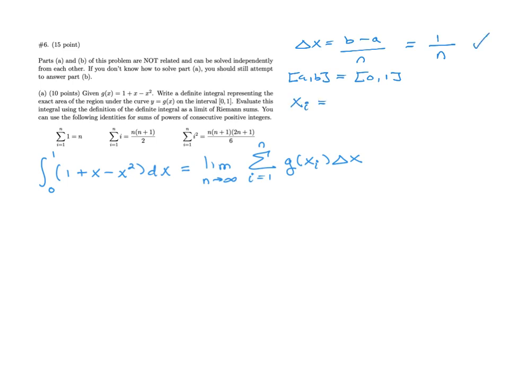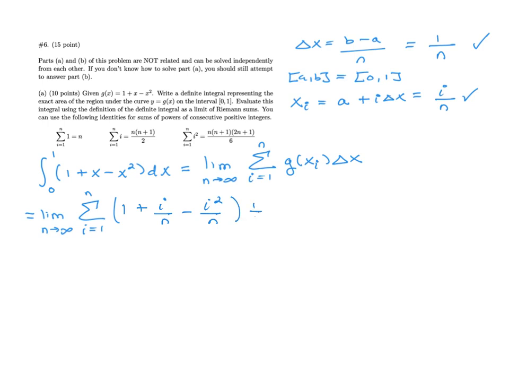x sub i is equal to our starting point a plus i times delta x. a is equal to 0. Delta x is 1 over n, so this equals i over n. I'm going to take this information, put it into this sum, and go from there. So this is the limit as n approaches infinity of the sum of i going from 1 to n of g of x sub i, which is 1 plus x sub i minus x sub i squared. That's 1 plus i over n minus i squared over n squared. And delta x is 1 over n.